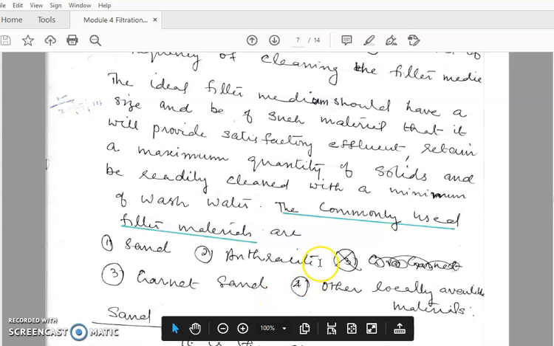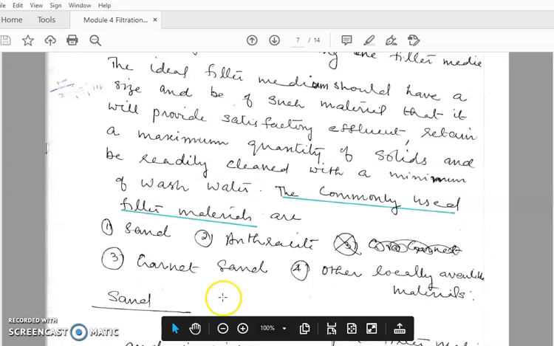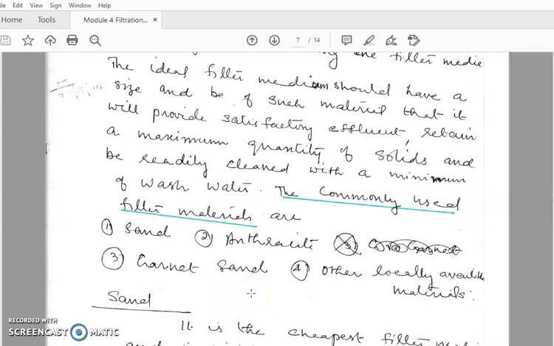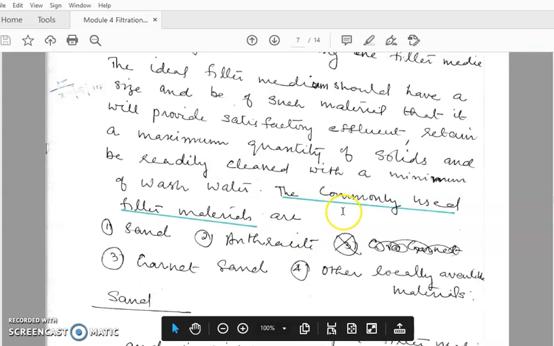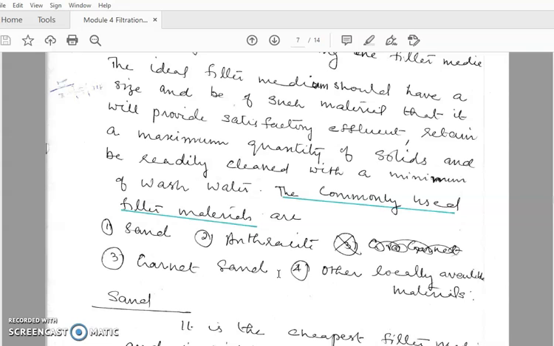Then it is a lightweight material also. So it has got certain advantages as well as disadvantages that we will discuss later. Now the third one is the garnet sand. Garnet sand is nothing but the green sand. And green sand again has got the good qualities of all the prerequisites, but it is very costly.